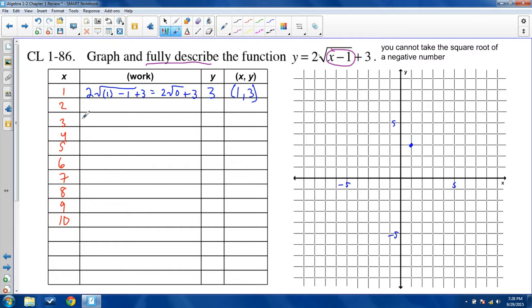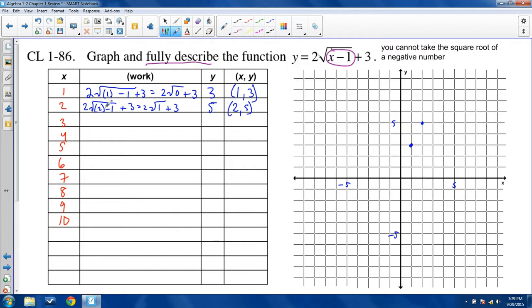Okay, if I do 2 here, substitute that in for x, that'll be 2 minus 1, then plus 3. That becomes 2 times the square root of 1 plus 3. The square root of 1 is 1. 1 times 2 is 2. And 2 plus 3 is 3. Just kidding, it's 5. So that ends up becoming the point 2 comma 5. And you go over 2 and up 5 right there. And that's another point.